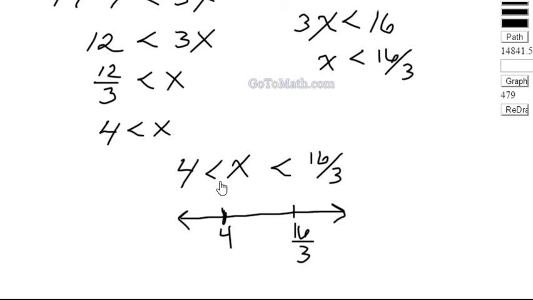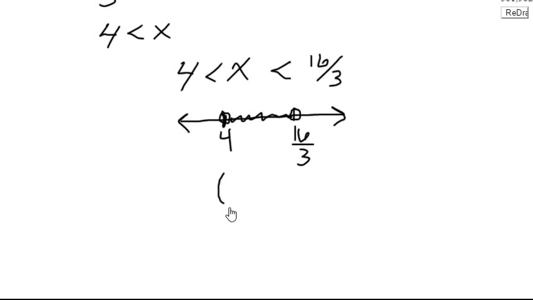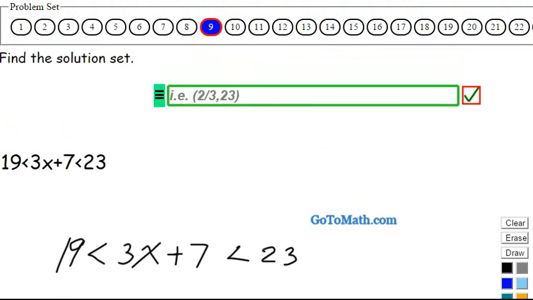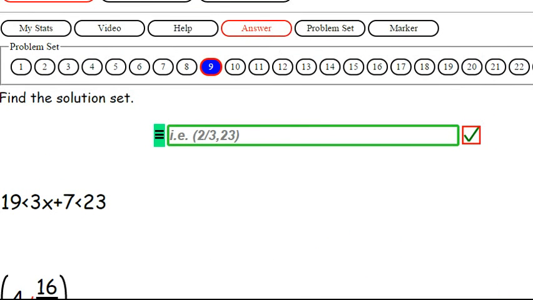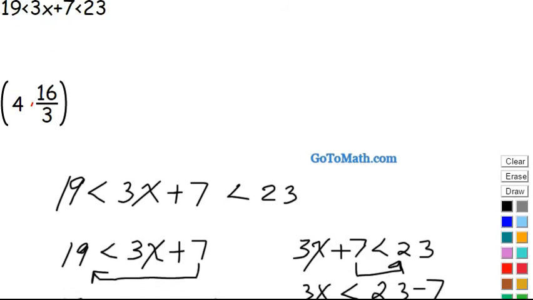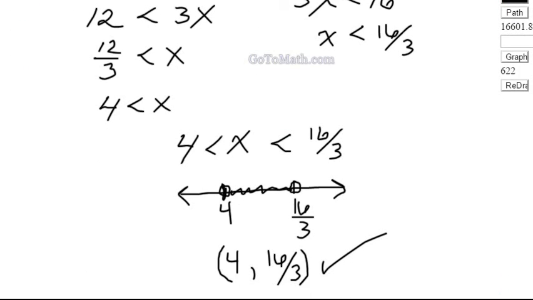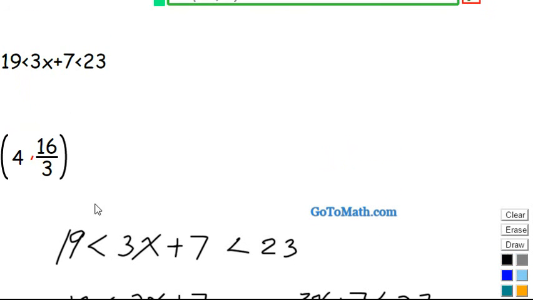Okay. Now we don't include 4, so we'll put a circle here, and we'll put a circle here, and it's everything in between. And so therefore, we can write it like this: 4 comma 16 over 3. Bam. Right? Bam, bam, thank you, ma'am. Answer. And the answer is 4 comma 16 over 3. Alright. There it is. That's a comma there, and it's red, of course, as you can see.